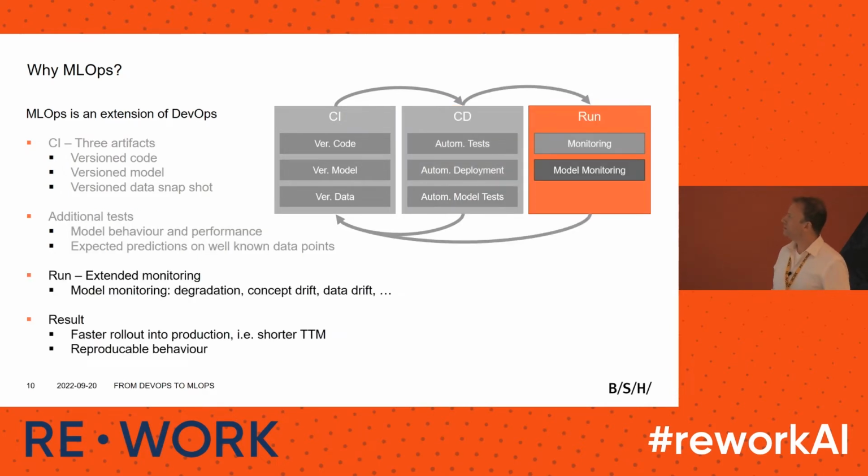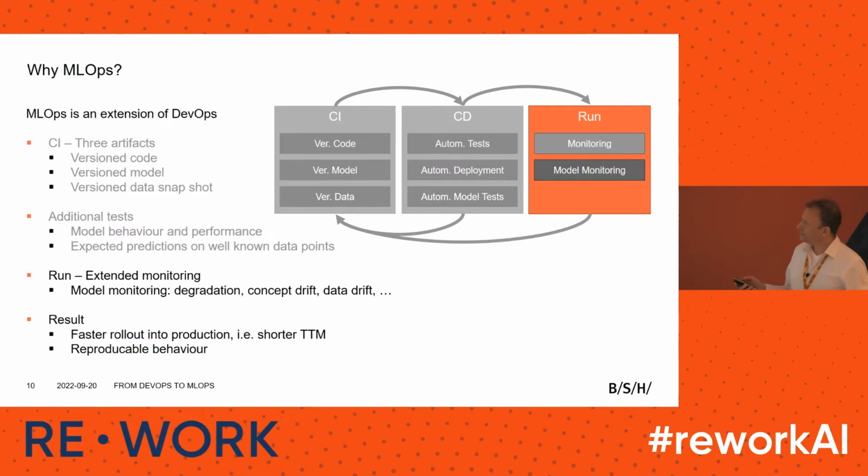And then in running, it's again keeping the traditional monitoring from DevOps, and in addition to that, now checking how the model behaves. So is there some degradation? Maybe the outside world has changed, so you might have some concept drift or data drift. So the result, as I said, is you have faster rollouts, so faster time to market by using such a pipeline, and you have reproducible behavior.